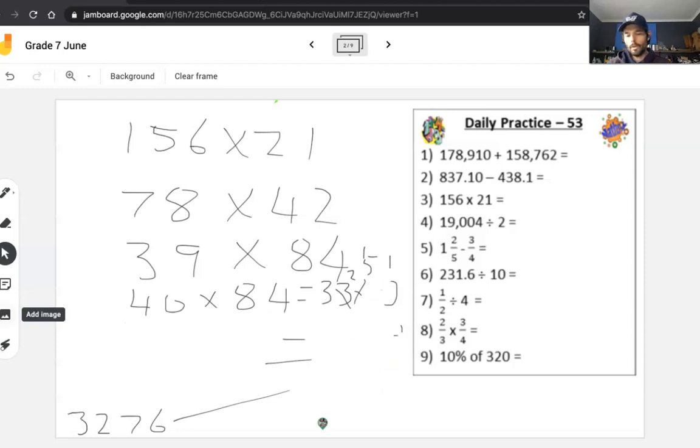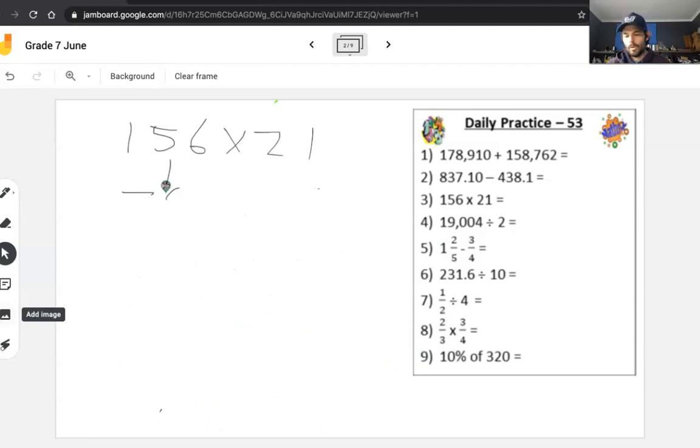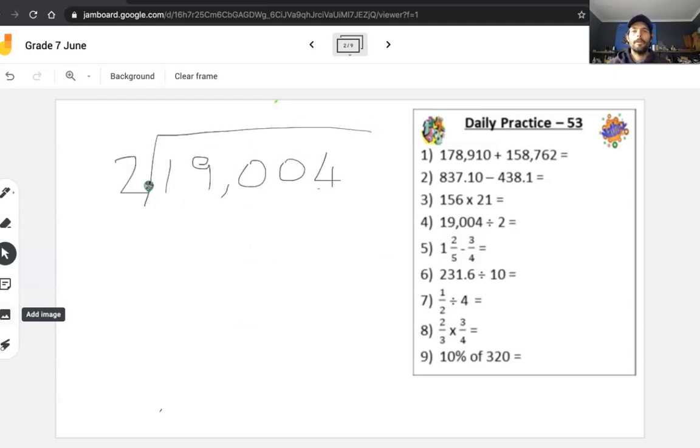Okay, question number 4 is division. All right, and it's short division because we're only dividing by a single digit. So we'll take this as 19,004. We're dividing by 2, so we're halving it. So we know 2 doesn't go into 1. 2 goes into 19 9 times. 9 times 2 is 18, so we're left with 1.